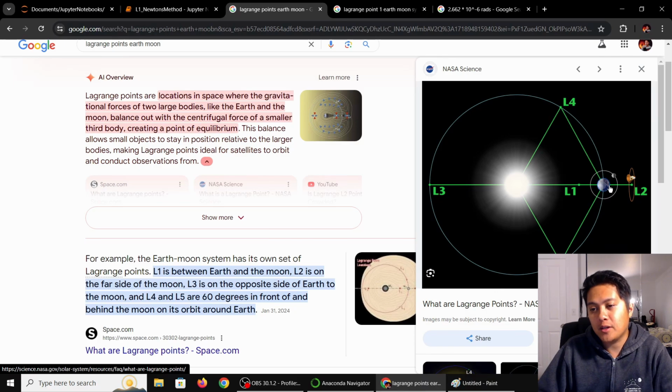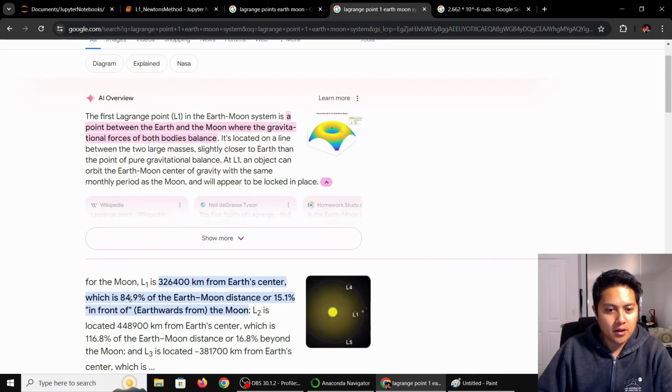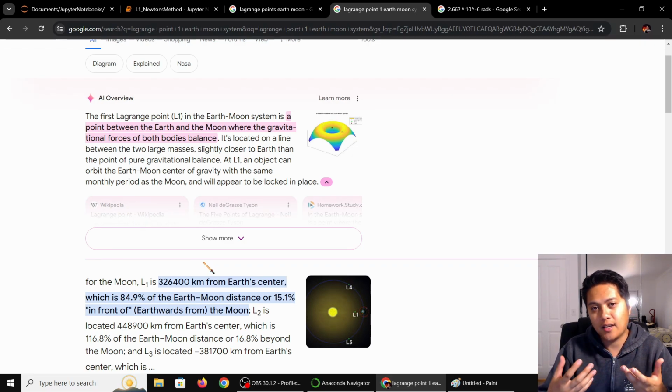We're actually going to be looking at the Lagrange points that relate the Earth and the Moon, and I just looked it up. It's about 326,000 kilometers, L1, the Earth-Moon Lagrange point. And we're going to calculate this and show this using Newton's method. So we already know what the answer is, but I just wanted us to have a target to aim for. Okay. And so how are we going to do that?